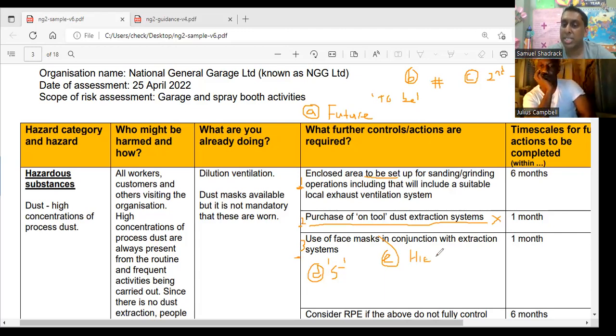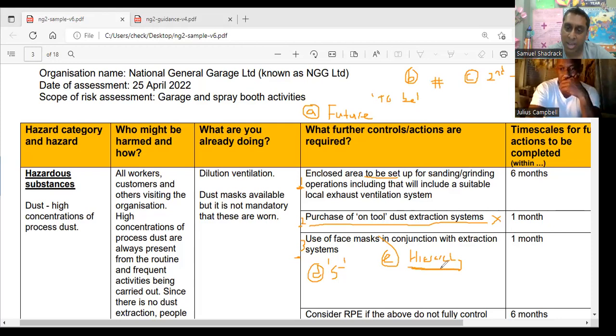We would actually be teaching this next week, but if you don't know what the hierarchy is, where you say eliminate the hazard, substitute, you want to see some of these words then. In the further controls, when they say enclose, you could have said this would eliminate the sand or the dust or whatever. They want to see some of the words from the hierarchy of control.